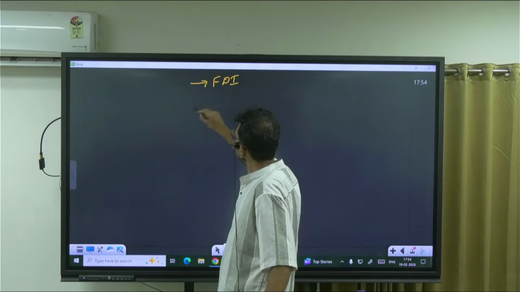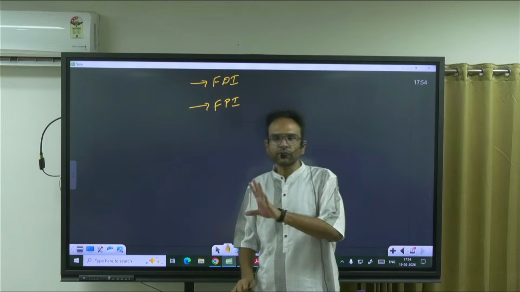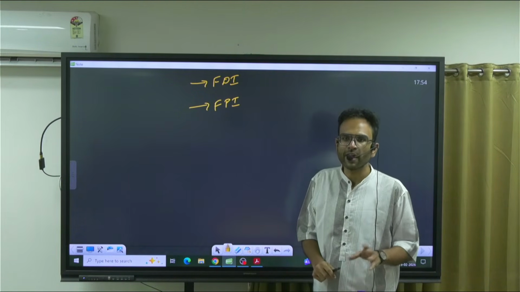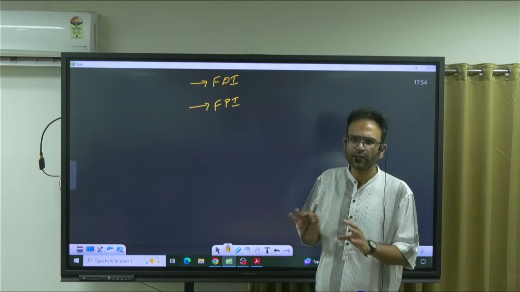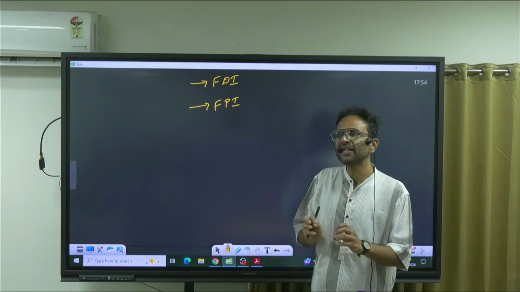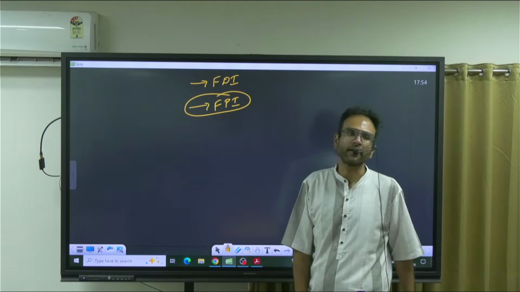FDI, FPI. What is the meaning of each of these terms? FDI, FPI. Or if you don't want to know the meaning and go into the technicalities of it, at least tell me the implication of the presence of FPIs in this market.